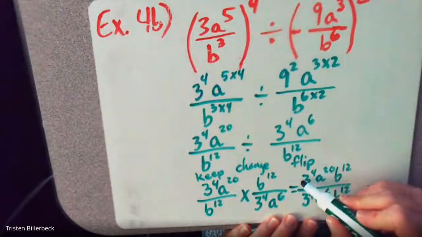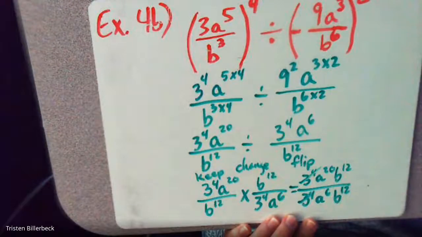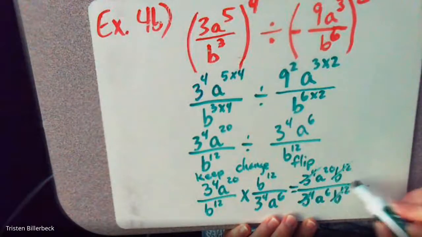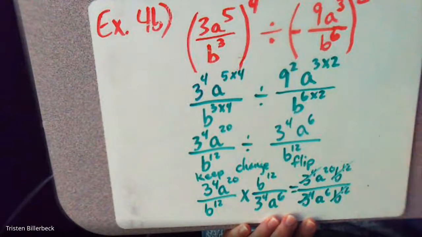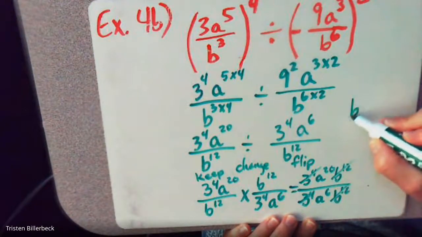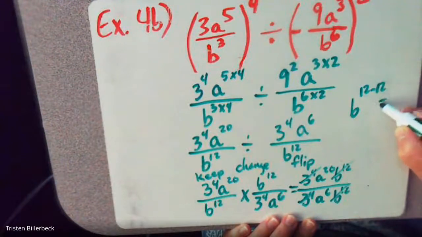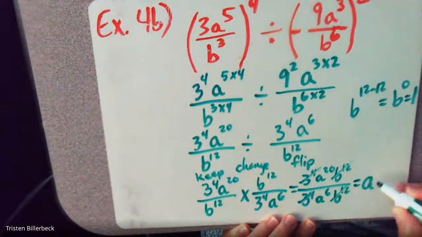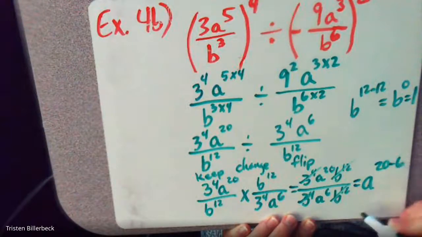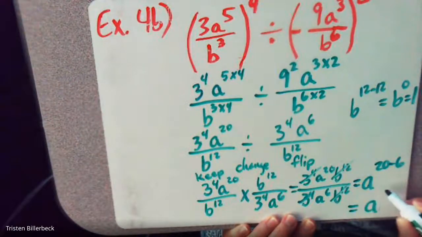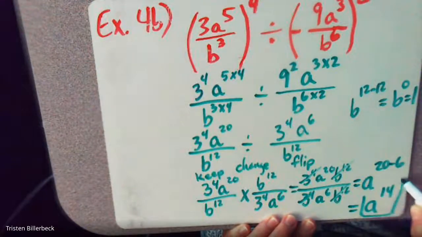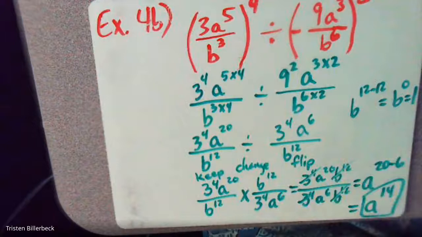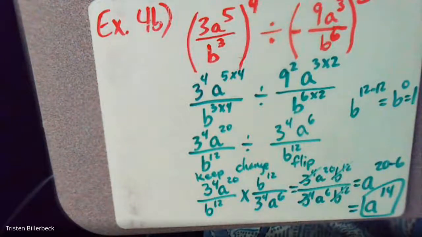Look at this. 3 to the 4th and 3 to the 4th go away. B to the 12th and b to the 12th go away, because if I had b to the 12 minus 12, that's b to the 0, which is 1. Okay, so the only thing I have to deal with is a to the 20 minus 6. So after all that, this is the answer. Can you believe that? 20 minus 6 is 14. That was a brutal problem. You might have to watch that again.